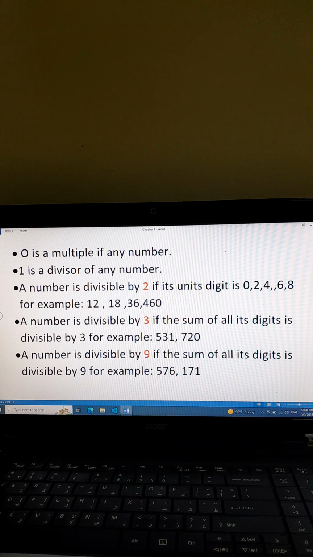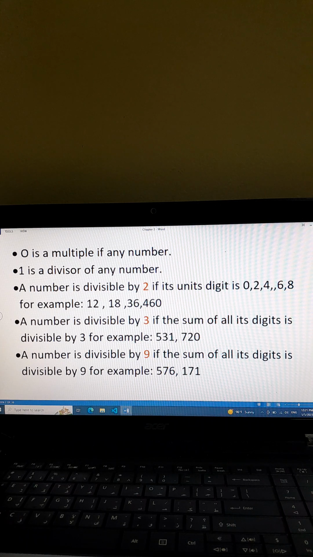A number is divisible by 2 if its unit digit is 0, 2, 4, 6, or 8. For example, 12, 18, 36, 460.